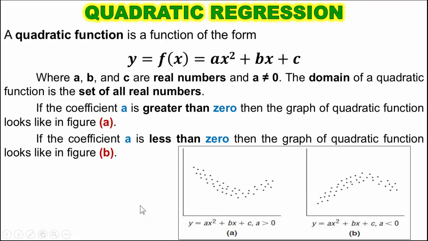If the coefficient a is greater than 0, then the graph of a quadratic function looks like in figure A. It is a parabola, concave, that opens upward. If the coefficient a is less than 0, then the graph of a quadratic function looks like in figure B. It is again a parabola, concave, that opens downward.